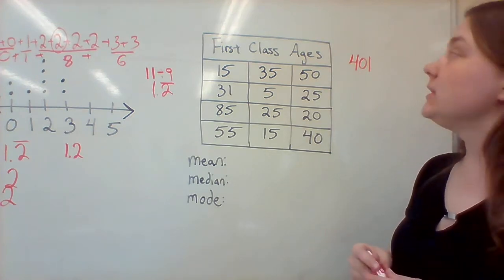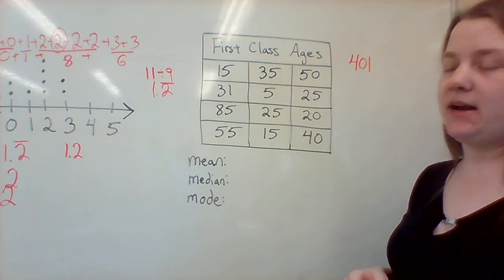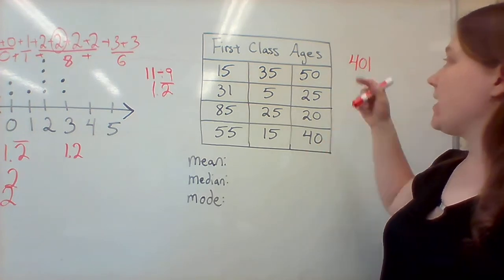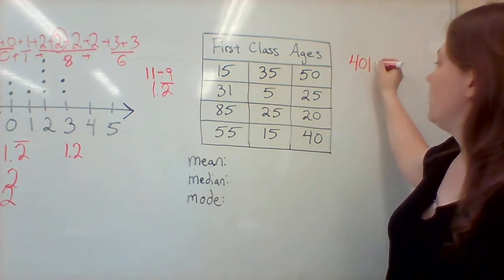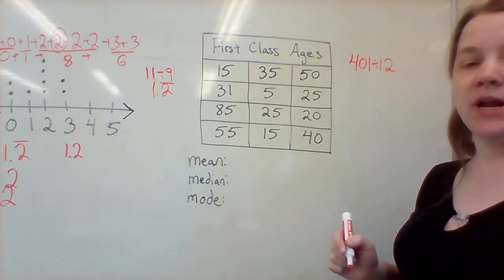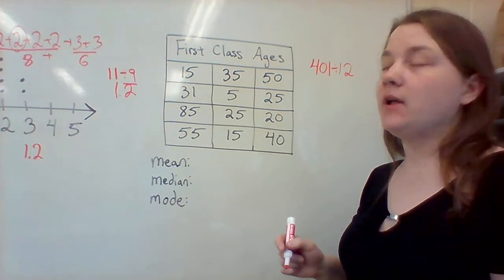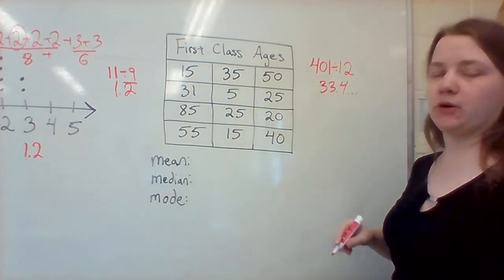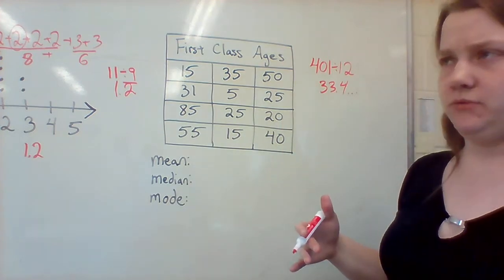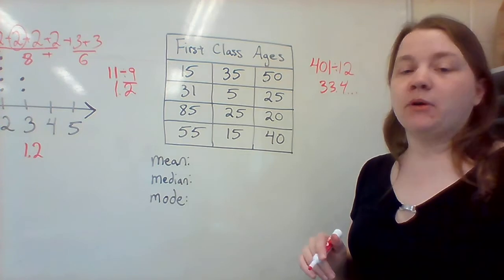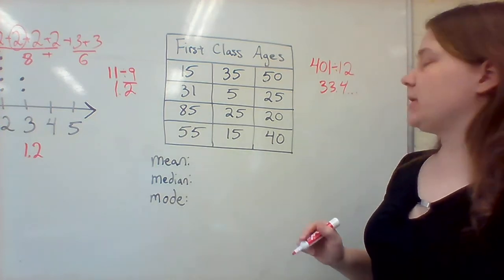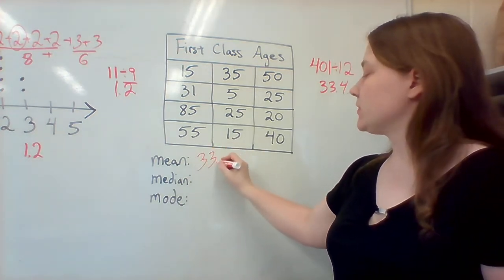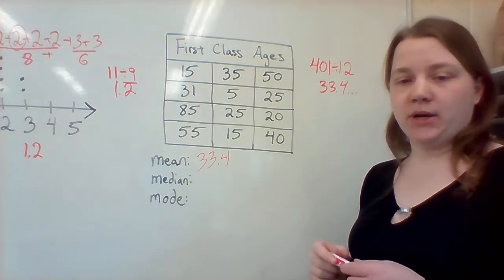And then I need to take how many numbers I added up. We said that there are 12 numbers here, so I would have added up 12 numbers, so I'm going to divide 401 by 12. When I divide 401 by 12, I'm going to get 33.4, and it just kind of keeps going. It's 33.4122 maybe. I'm not sure. I didn't write that part down. But my answer is going to be 33.4. So when I round it, the mean age of people in first class is going to be 33.4.